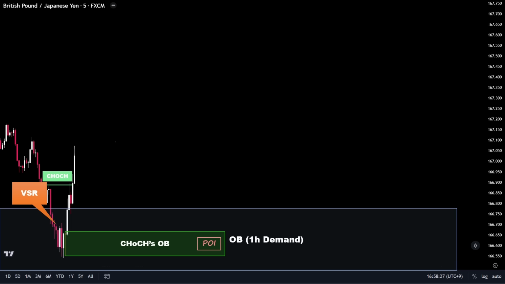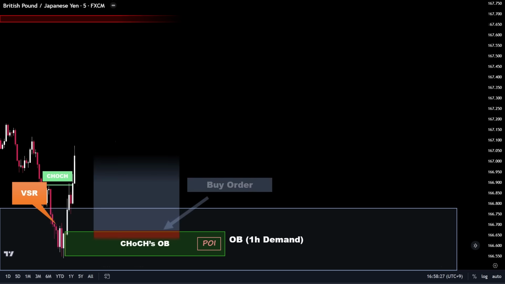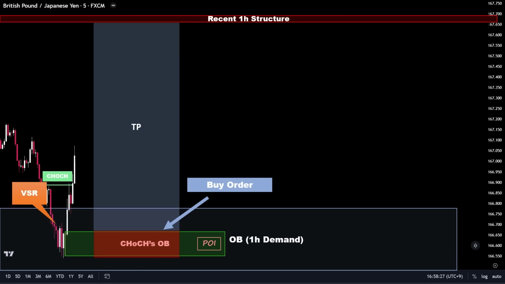Now that we have identified our point of interest and have a clear entry signal, we can proceed to place a buy order at the highlighted level. It is essential to adjust our stop loss a few pips below the lowest point of the zone to ensure a proper risk management strategy.